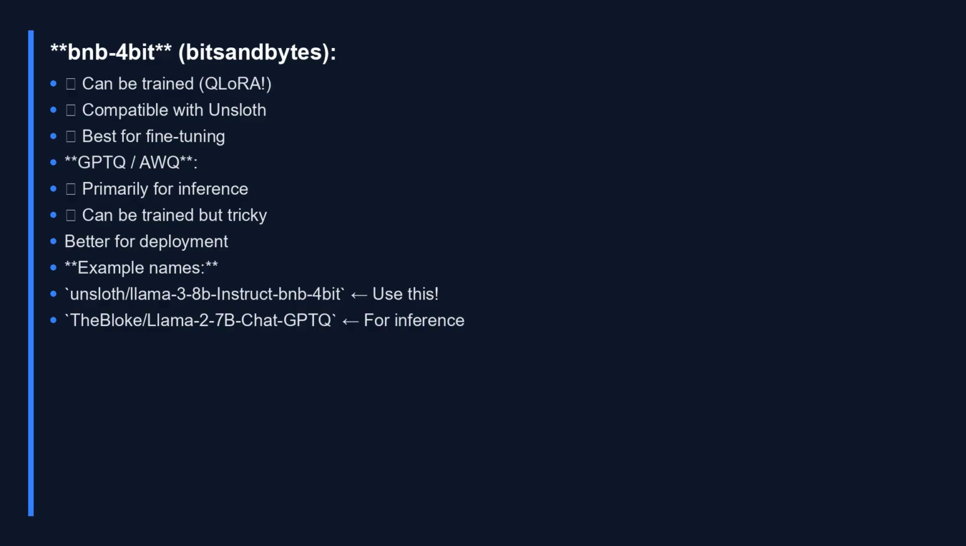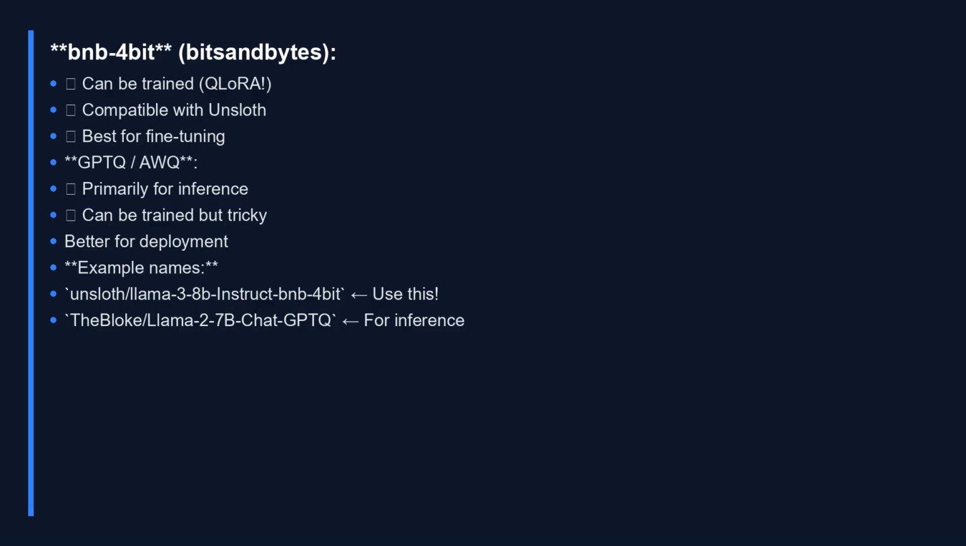Within the trainable quantization formats, bnb-4bit is your primary tool. It uses the bitsandbytes library to compress weights to 4 bits. It's fully compatible with Unsloth, and it's the format that enables QLoRA, the technique that makes fine-tuning a 7B or 8B model fit inside 24 gigabytes of VRAM.